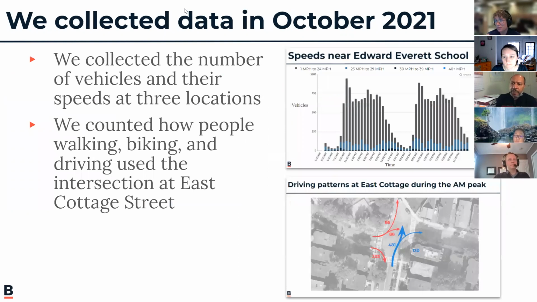So I mentioned one of those inputs is traffic data. We did collect data on Pleasant Street in October of last year. We collected the number of vehicles and their speeds at 3 different locations along the corridor. And then in addition, at the East Cottage Street intersection with Pond, we also counted how many people were walking, biking, and driving, and how they were using that intersection.